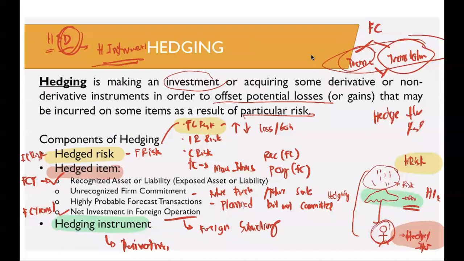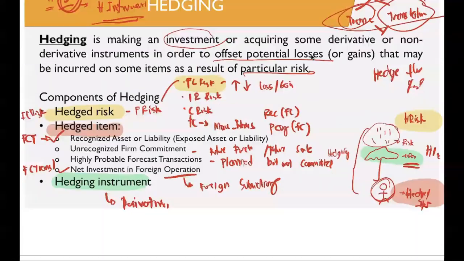So again, hedging, what's the whole process? There is a risk. You need to protect yourself from that particular risk. So you purchase a derivative. That is the process of hedging. And what are the components? First, the risk. Second, the hedge item, which can either be the foreign currency transaction or foreign currency translation. And then we have your hedging instrument, which is in the form of your derivatives.